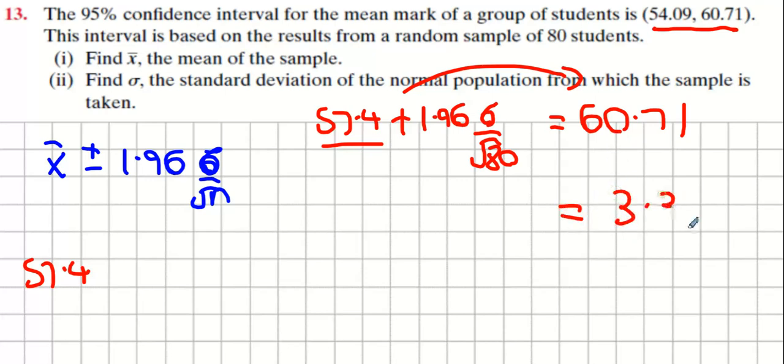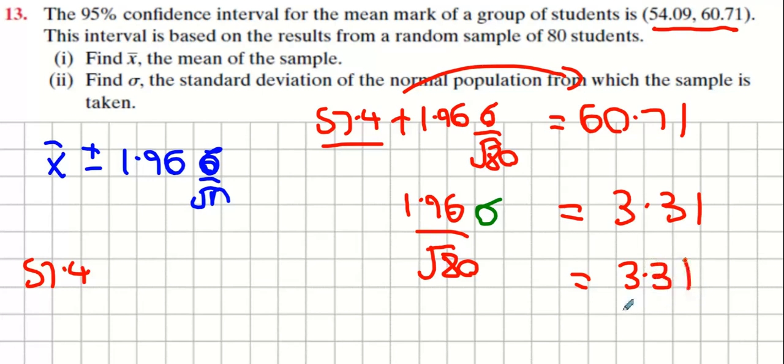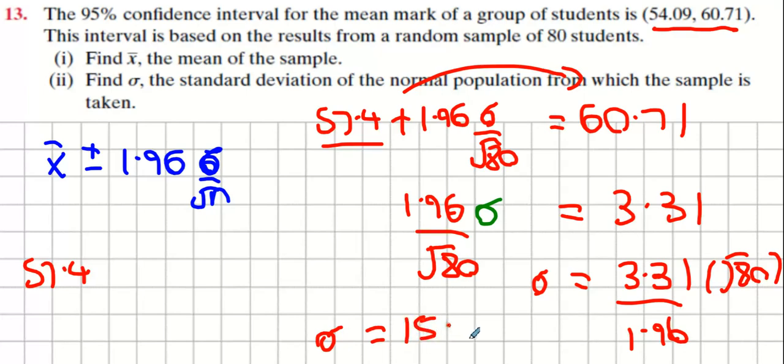3.31. Okay. The next thing we're going to do is, the goal of the question is to get that green sigma on its own. So we're going to bring down the 1.96 underneath. And we're going to put the root 80 on top. And what's left over is sigma. And what do we get? Anybody get an answer? 15.105. Anybody get the same answer? Right.